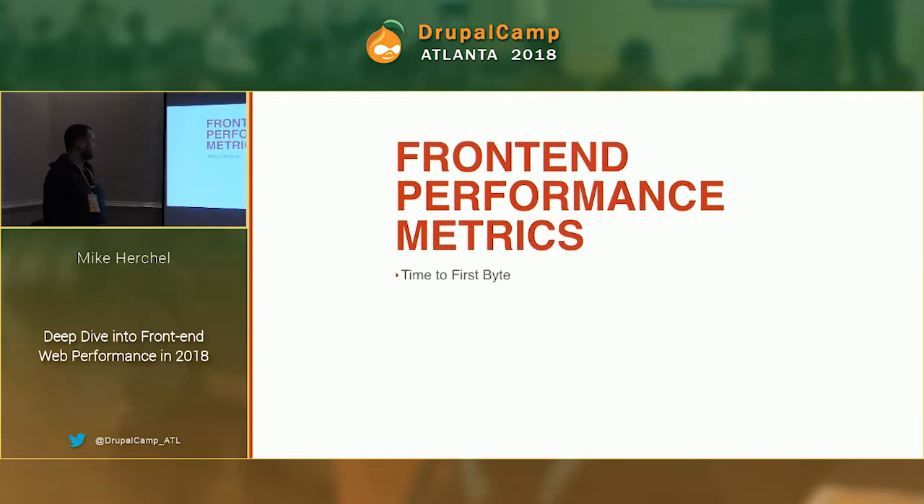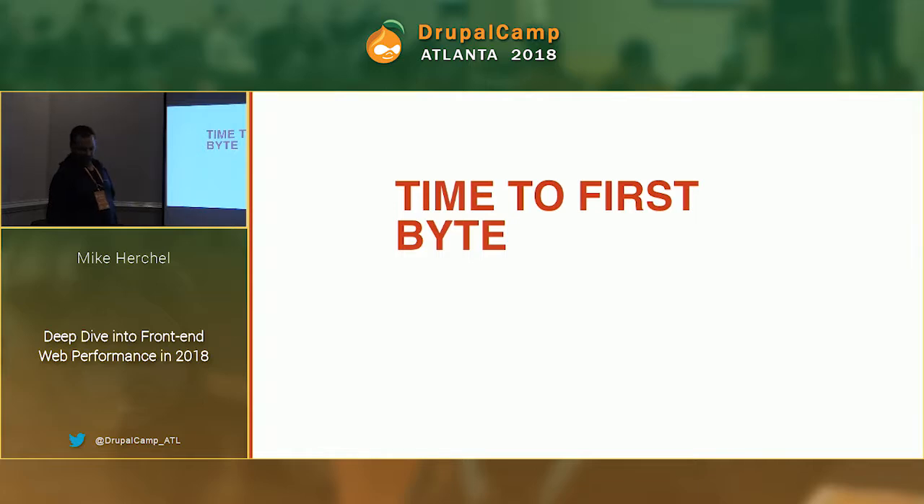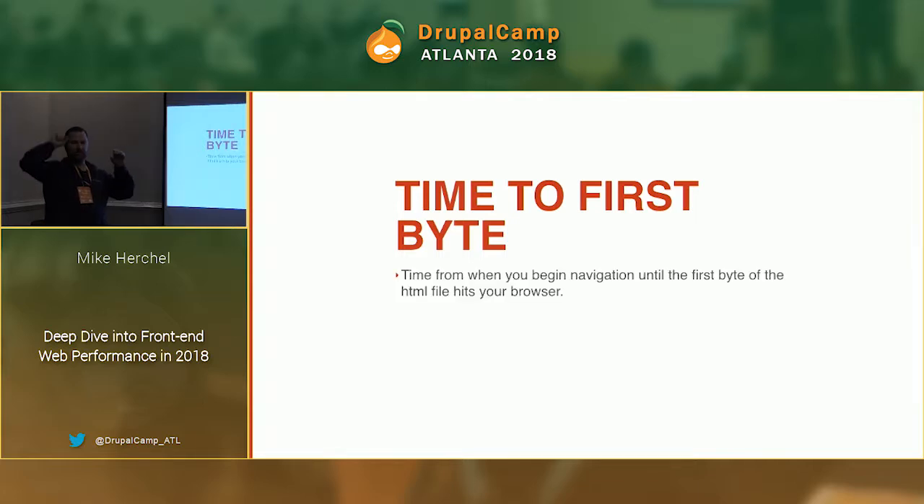So let's talk about front-end performance metrics. There's a couple of them we're going to be mentioning right here. You have time to first byte, time to first meaningful paint, time to first interactive, and the speed index. We're going to go over each of these. So the time to first byte is basically the time from when you hit enter or click on a link to when that first byte actually hits your browser.